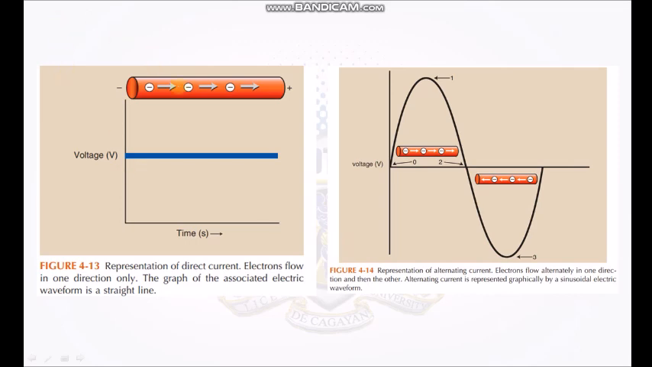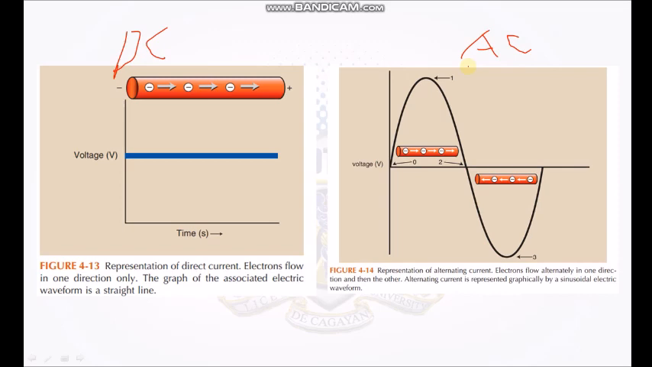Direct current is basically DC, and then AC for alternating current. So the direct and alternating actually refer to the movement of the electrons. Either they are direct or alternating in their direction.